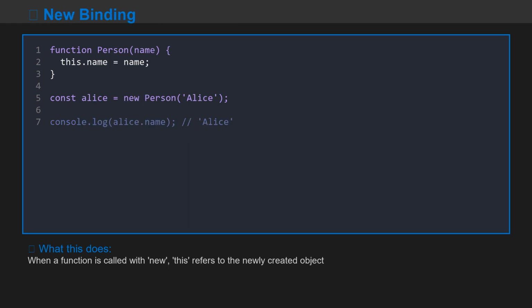Now let's look at new binding. Here we have a person constructor function. When we use the new keyword, this refers to the newly created object. This is how we create instances of objects in JavaScript.